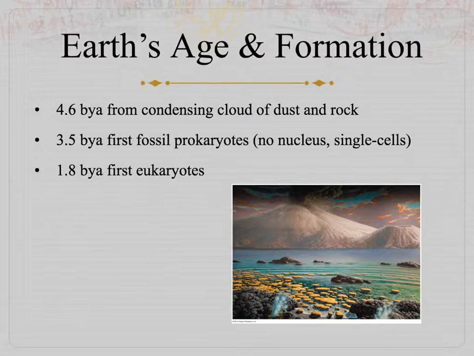Now remember, a prokaryote is an organism that is single-celled, does not have a nucleus, and doesn't have any other membrane-bound organelles like mitochondria or chloroplasts or Golgi bodies. And then we don't get to see the first eukaryotes, those having a nucleus, until about 1.8 billion years ago. So you could say that those bacteria were alone on the planet for quite a while, almost 1.5 billion years.